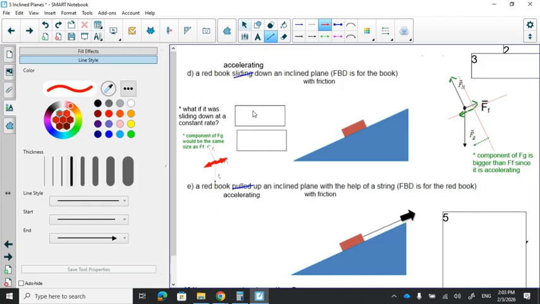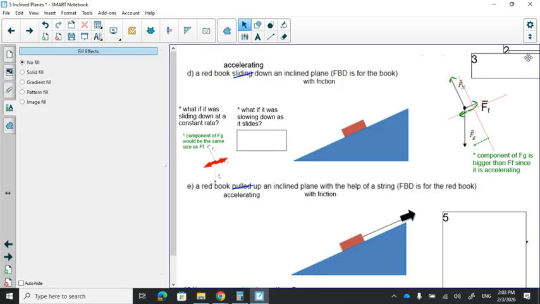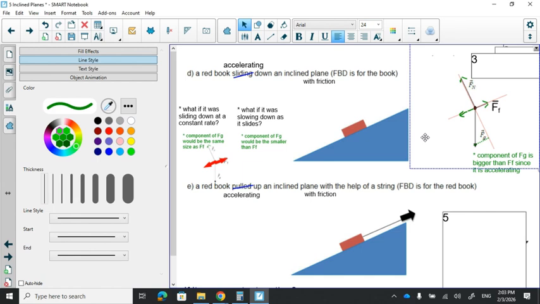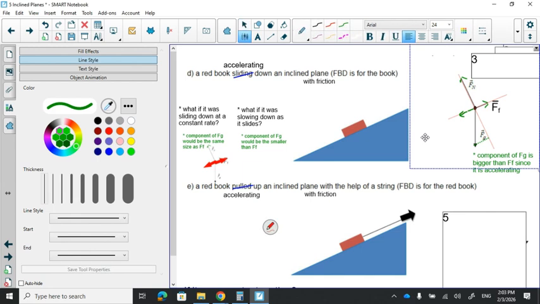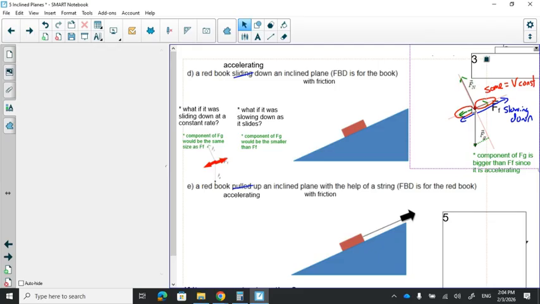Okay. And then what if it was slowing down as it slides? Well, then you'd want to show, I might just show this one up here since we're working live, videoing as we go, right? So these would be the same for constant velocity. And then if we were slowing down, then we'd have the component this way and this way, right? This would be slowing down. So you have a net force up.